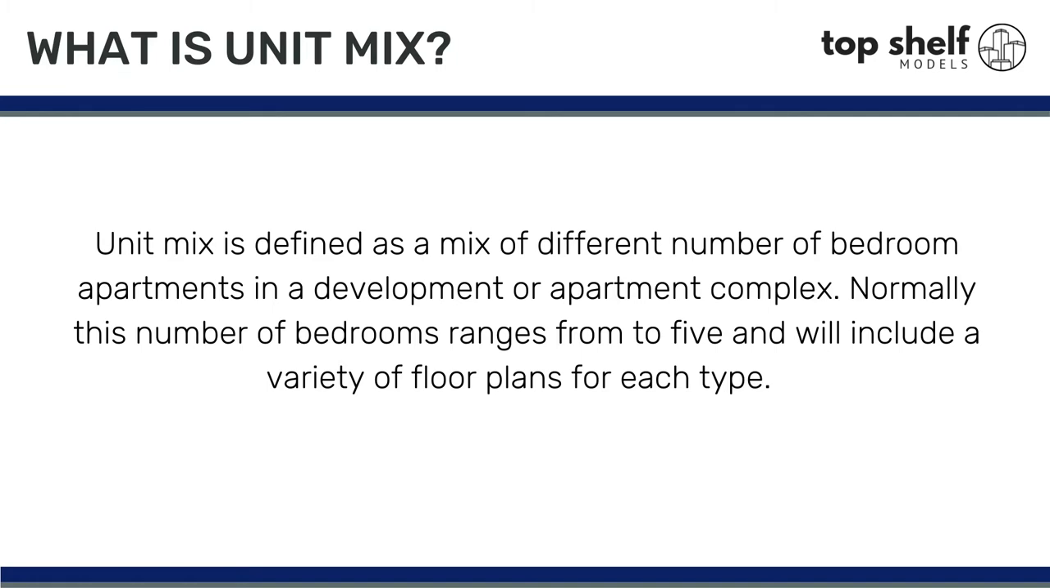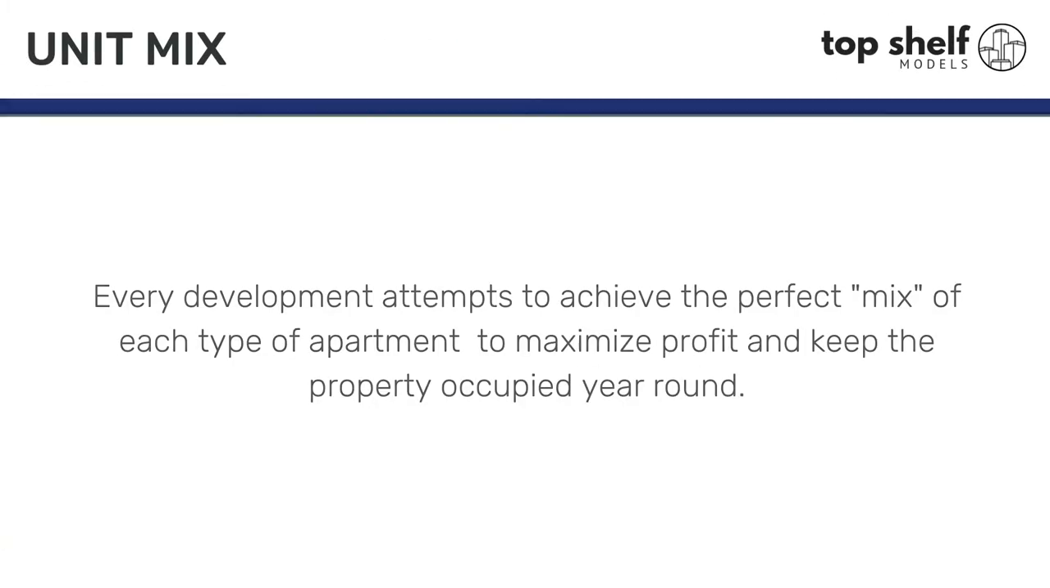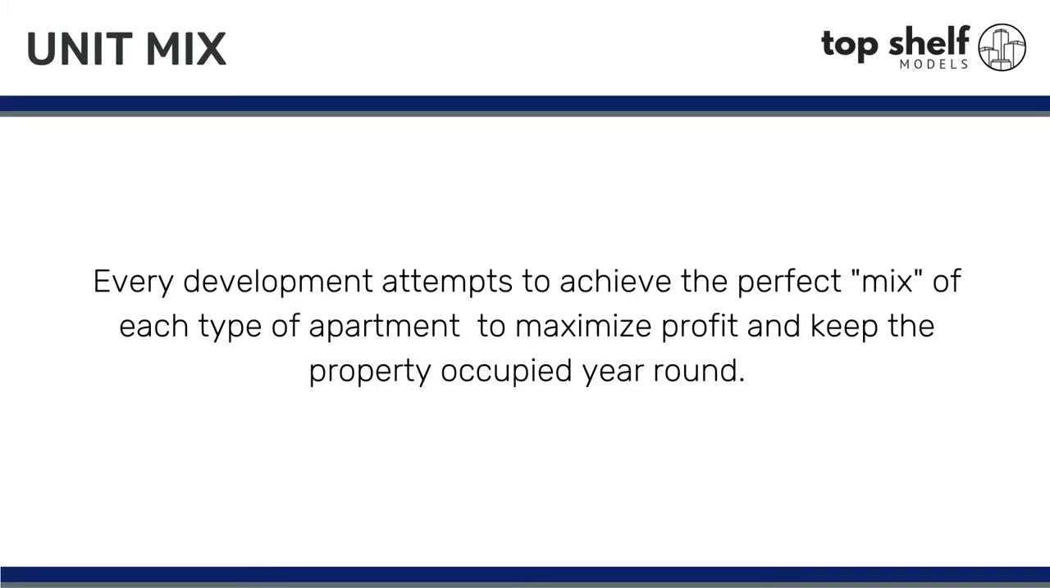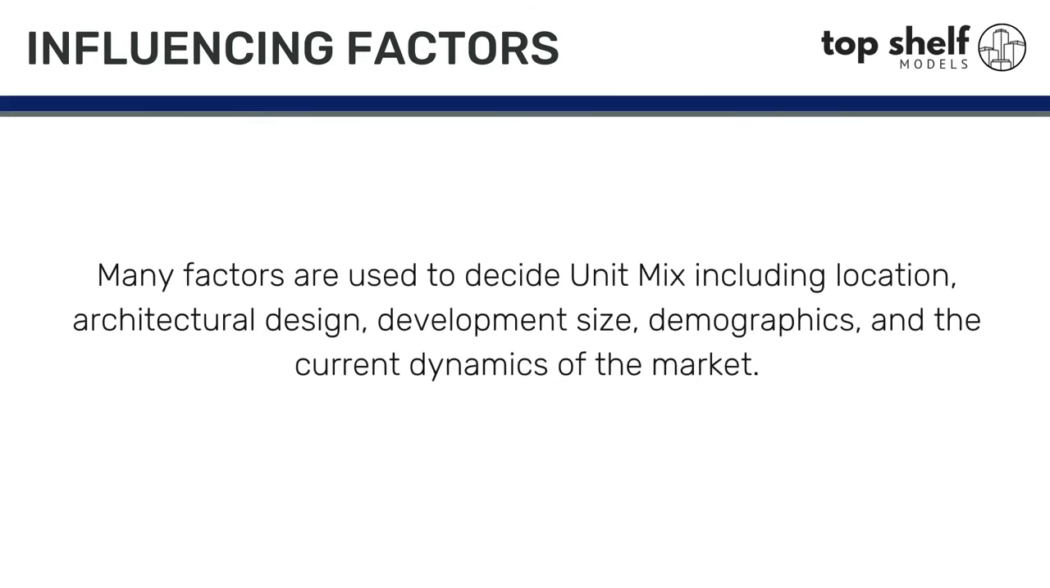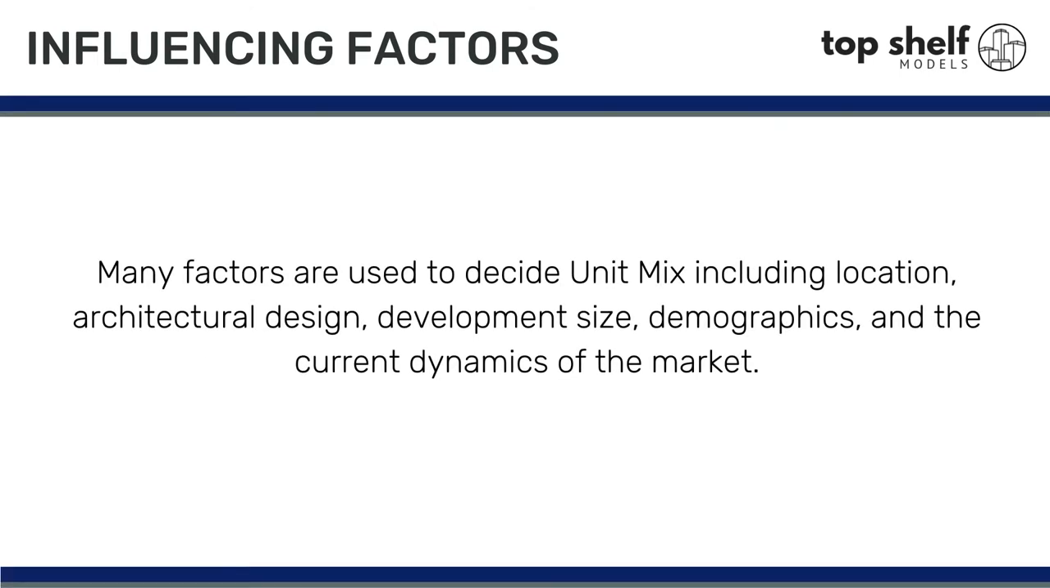Every development is trying to achieve the perfect mix of each type of apartment for their property. This is to maximize the property's efficiency and keep it occupied year round. There are many different factors used to decide the unit mix. This includes location, architectural design, development size, demographics, and the current dynamics of the market.